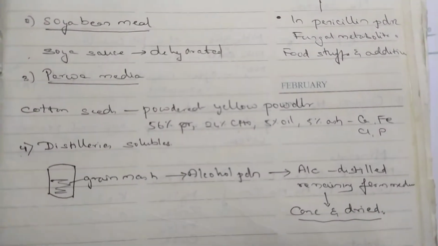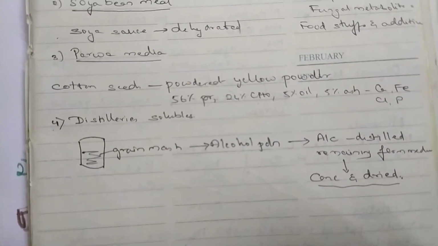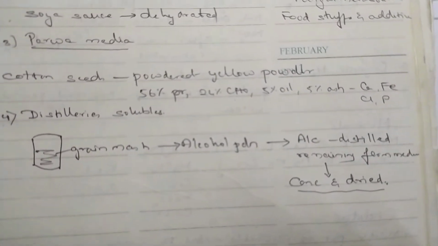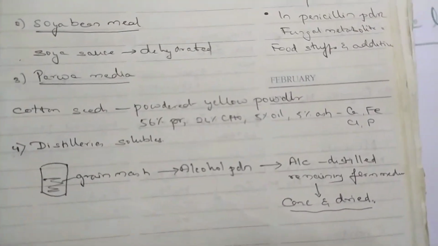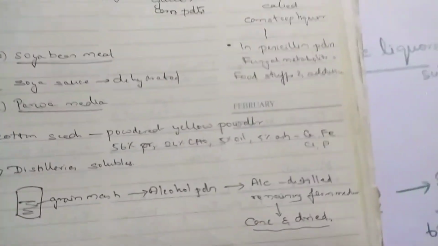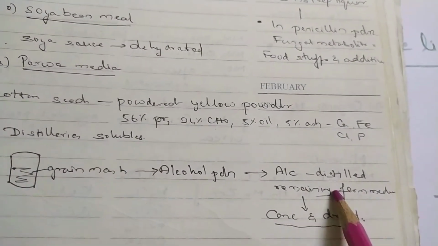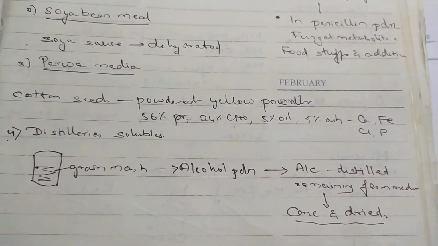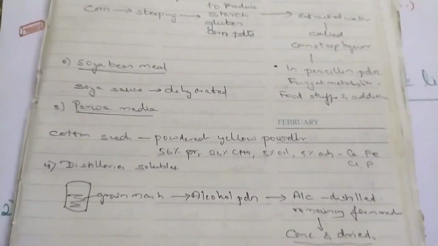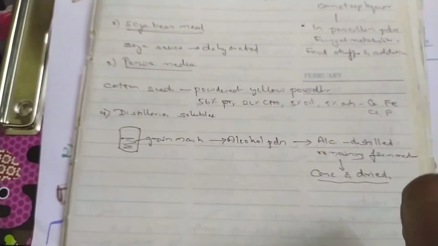And distillery solubles can also be used. Distillery solubles means after the alcohol production is done, the remaining grain mash is there, no, that can also be used as a source of nitrogen. It is mainly concentrated and dried. They get the dried form of the grains, that is used in the production as a nitrogen source.